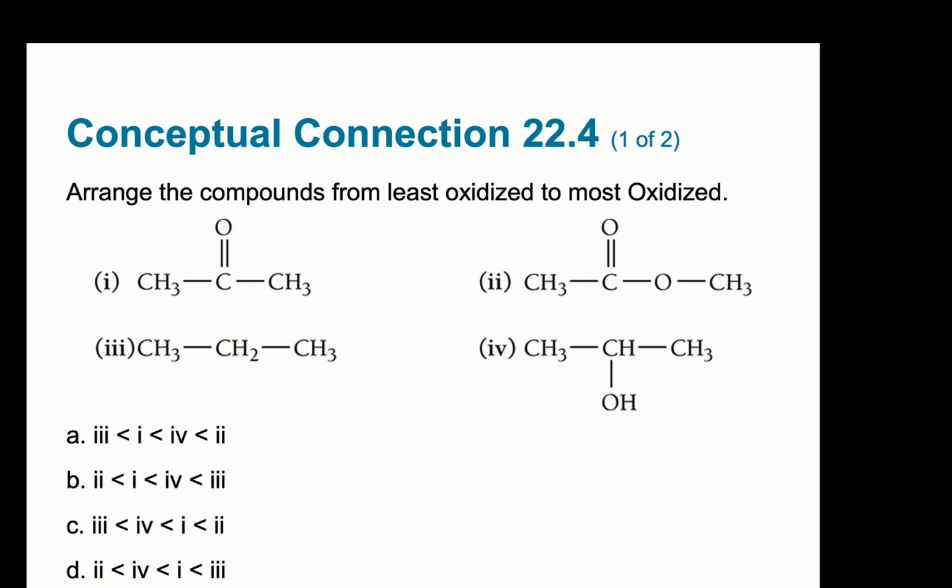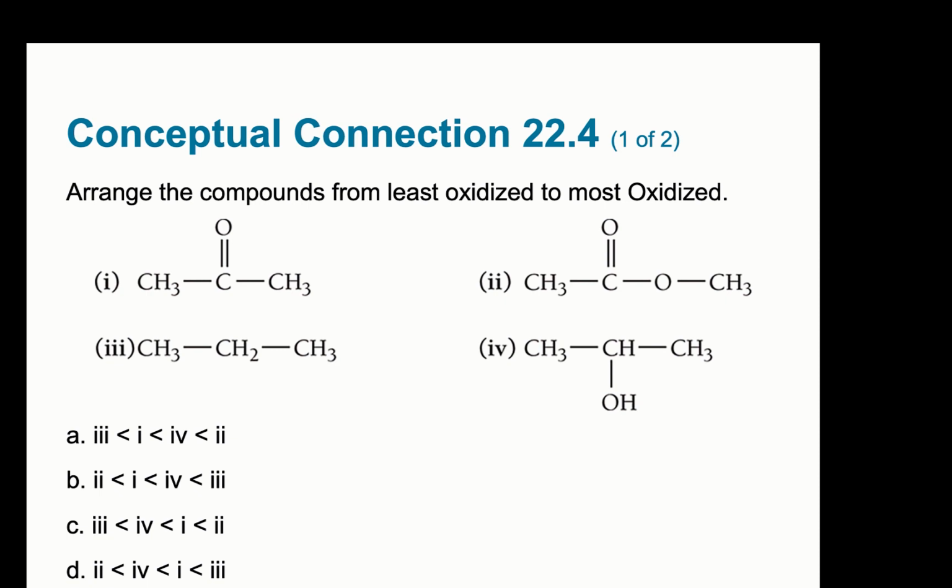Okay, organize from least oxidized to most oxidized. So remember, the most hydrogens is least, and the most oxygens is the most oxidized. So number 3, the propane, this is the most reduced. And then alcohol is the next one. So you can see it has one hydrogen, and then if you rip off the hydrogen, you have the ketone there, and then finally you have the carboxylic acid. Well, in this case, it's an ester.